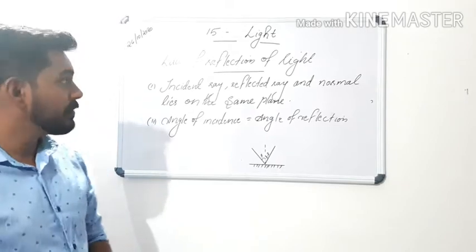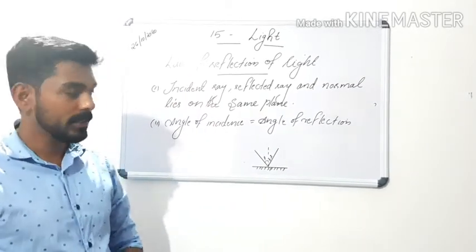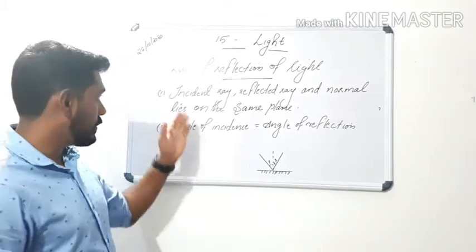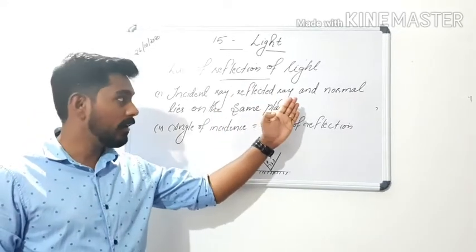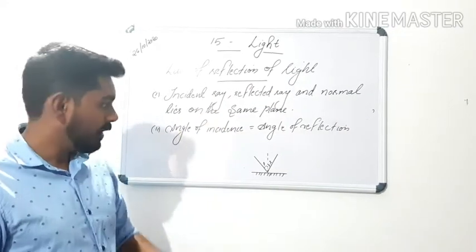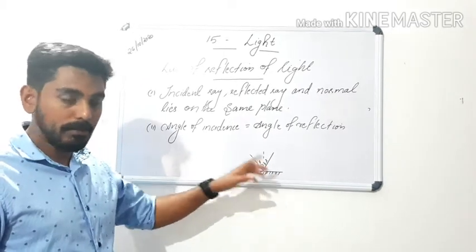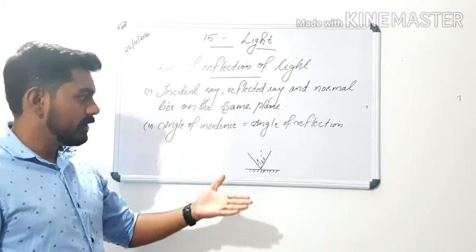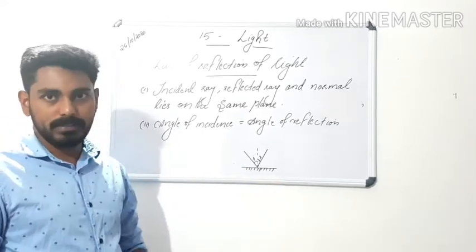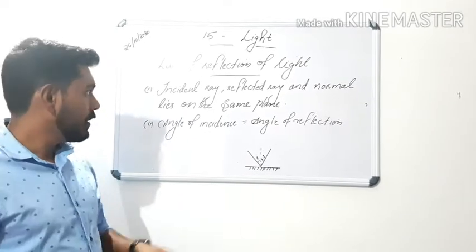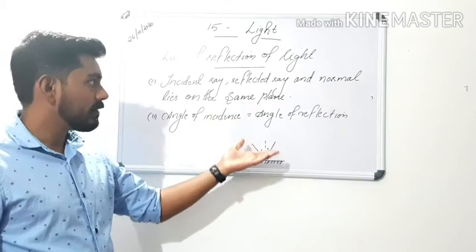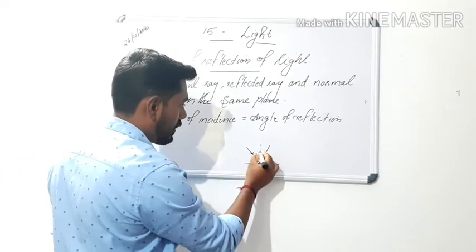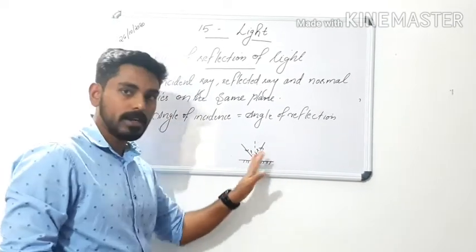Next, we are going to discuss the laws of reflection of light. We have already learned what reflection is. The first law says that the incident ray, the reflected ray and the normal lie in the same plane. Here the glass is a plane surface. Sometimes it is a book, sometimes steel, whatever it may be, it is a plane surface, not three-dimensional. So the incident ray, the normal and the reflected ray lie in the same plane.